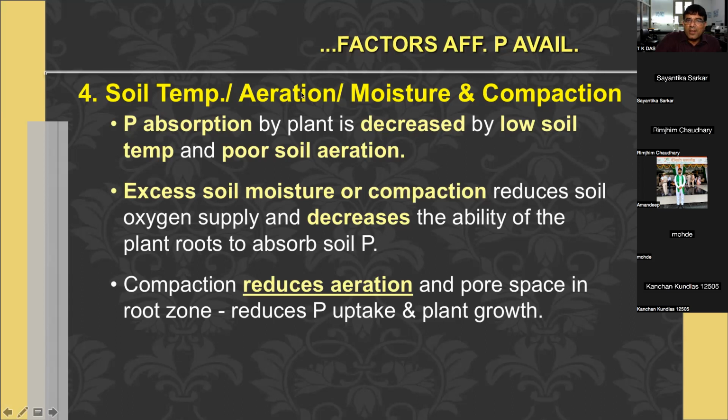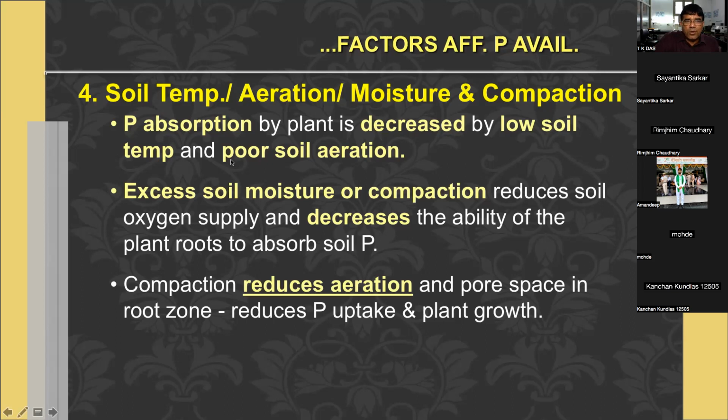Definitely under dry conditions, the availability will decrease. You need moisture for diffusion and accessing the roots. And if you get compacted soils, then the aeration will be reduced. So they are interrelated. Phosphorus absorption by plants is decreased by low soil temperature.